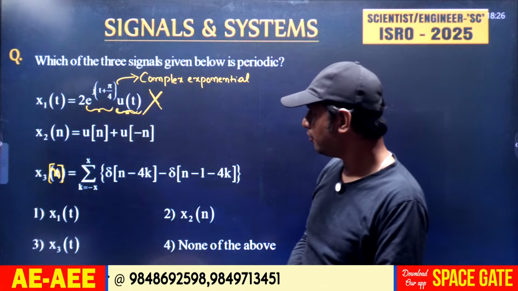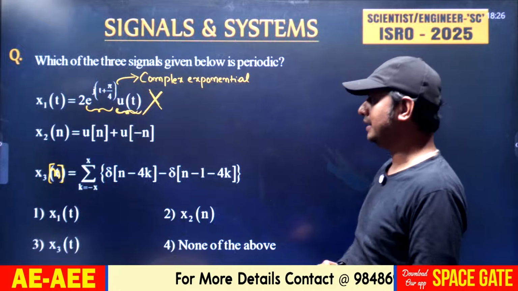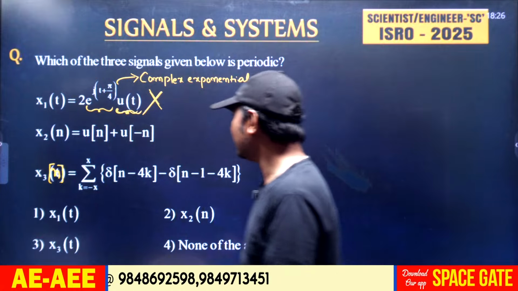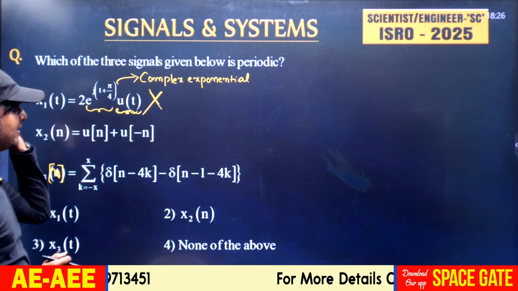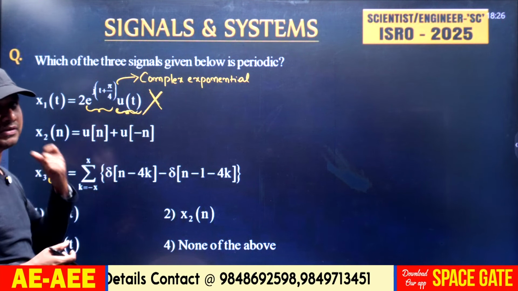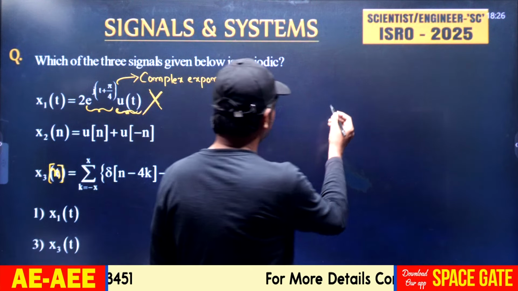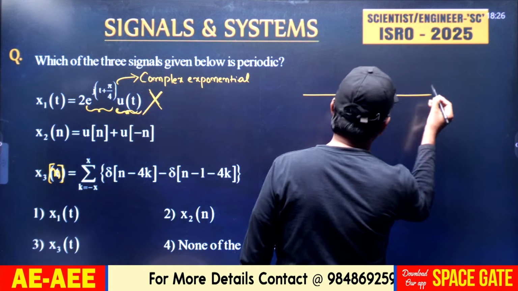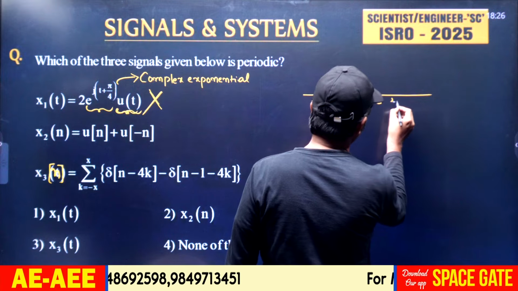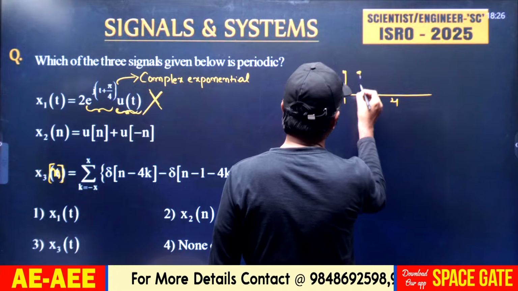Now, let us try to verify the second signal, x2 of n. x2 of n is u of n plus u of minus n, right? So, in order to verify the periodicity of the second signal, we will try to draw the shape of the signal. U of n. How to draw u of n? U of n is the discrete time unit step.